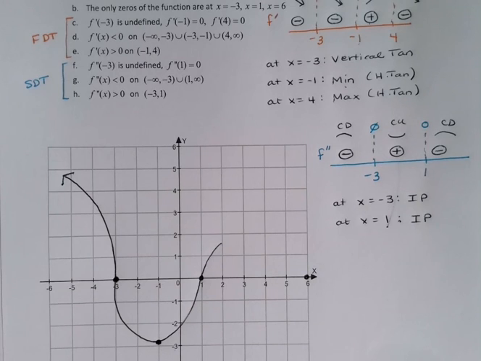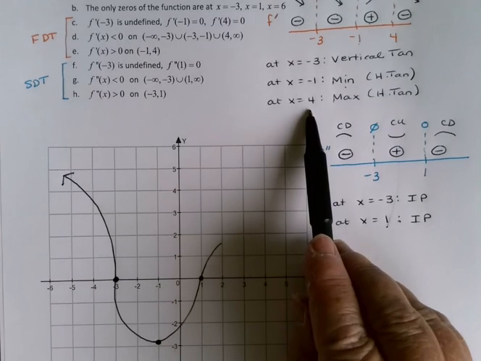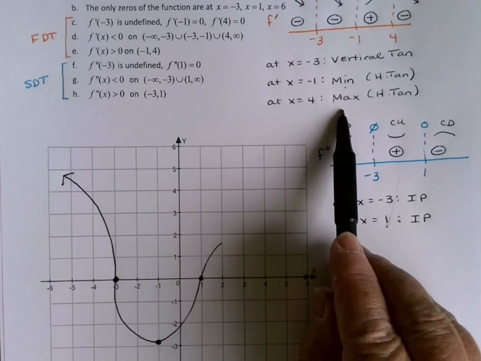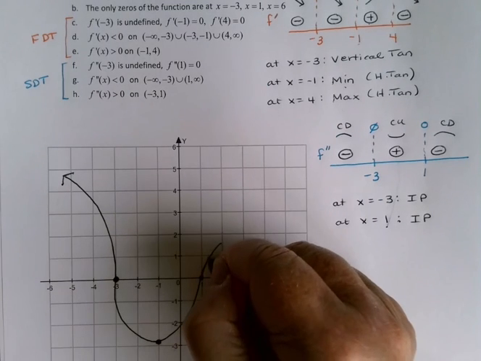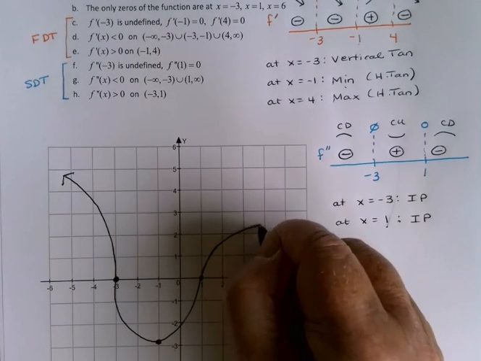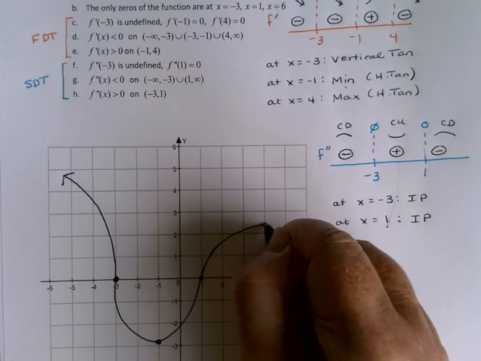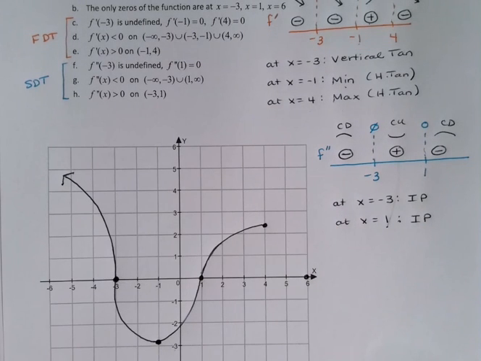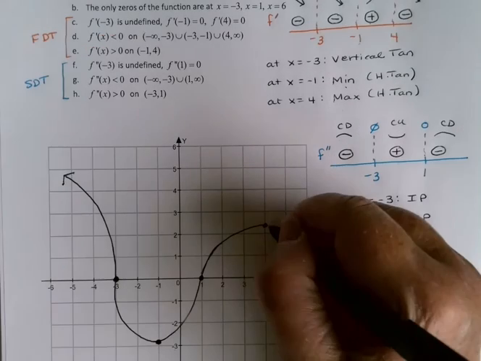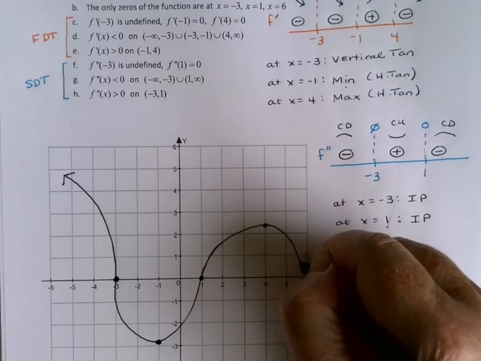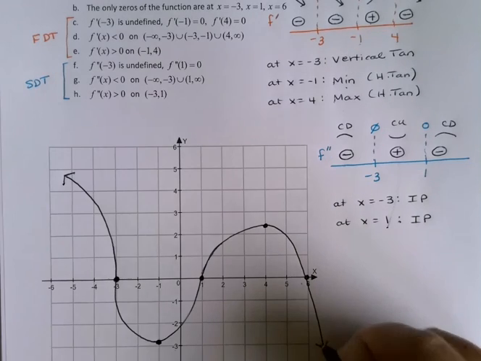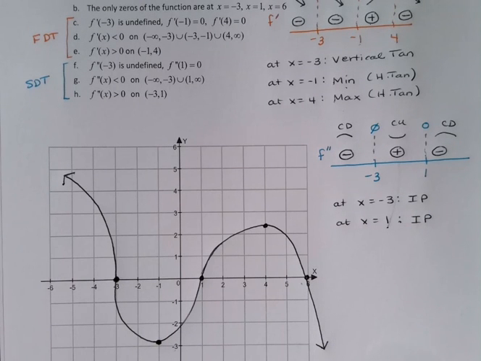All right, the last interesting thing that has to happen here is at x equals 4, I need a maximum. So I'm just going to kind of keep going up and concave down until wherever I get at 4, there's my maximum. And then I'll finish by decreasing, staying concave down, and I got to go through that 0 at 6. So my function needs to look like that. All right, that brings us finally to the end of 3b.